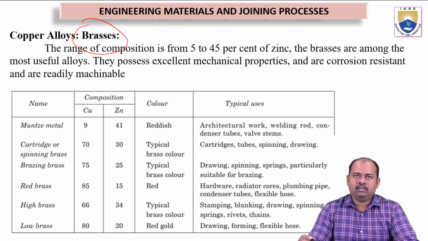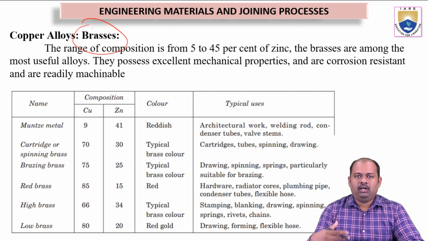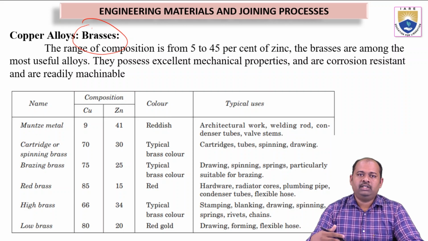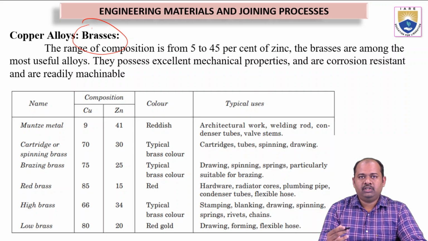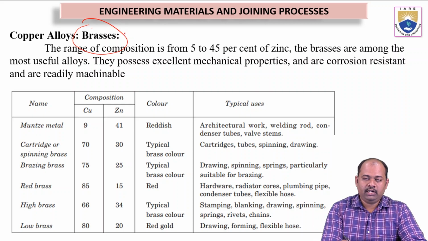They possess excellent mechanical properties, are corrosion resistant and are readily machinable. Now this brass, when compared to regular copper, is very resistant to corrosion. General copper used to corrode in the open atmosphere. That is why zinc is added, in order to improve properties like strength, and also to increase the corrosion resistance. Now let us see the different compositions with which we can get different types of brasses.